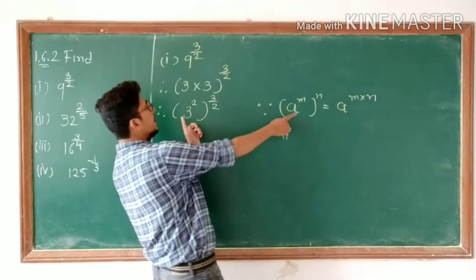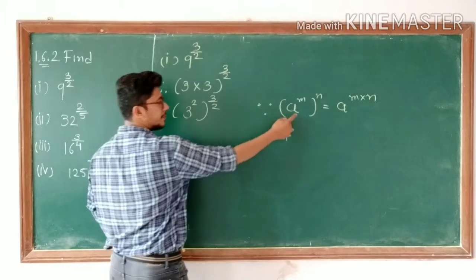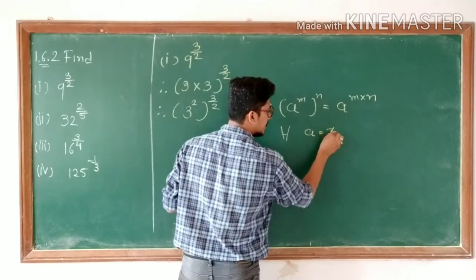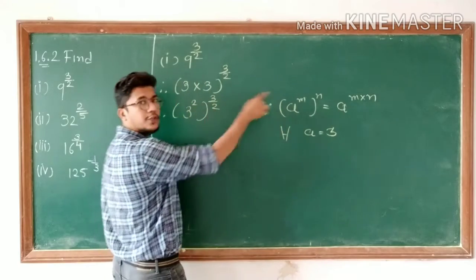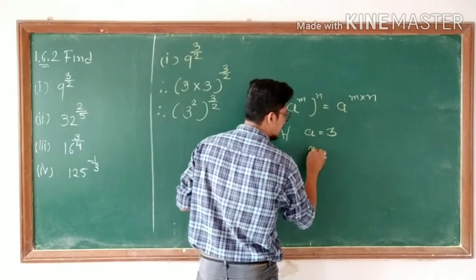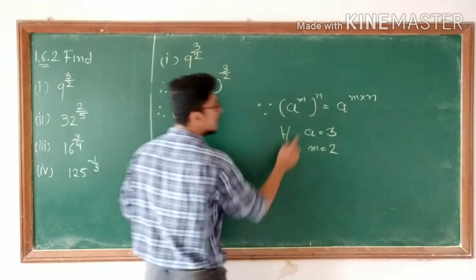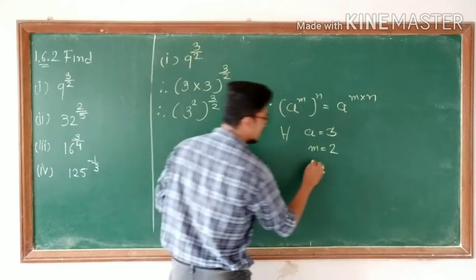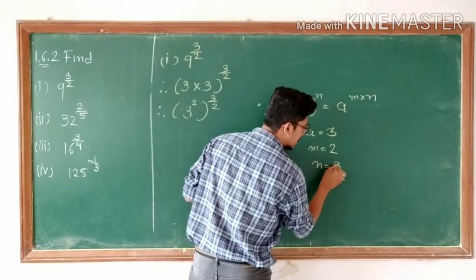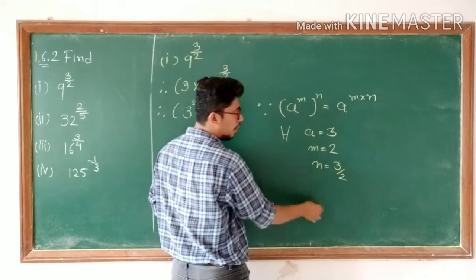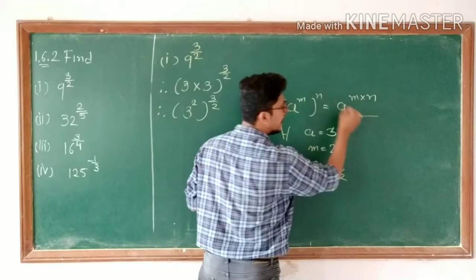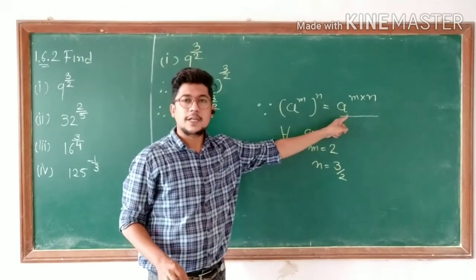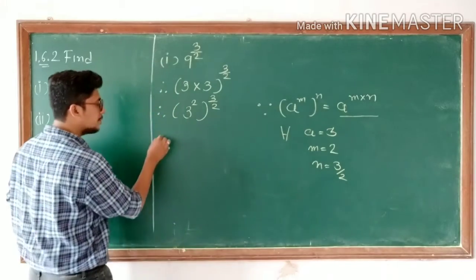Where a is equal to 3, m is equal to 2, and n is equal to 3 upon 2. Put all these values into the right side of the identity.